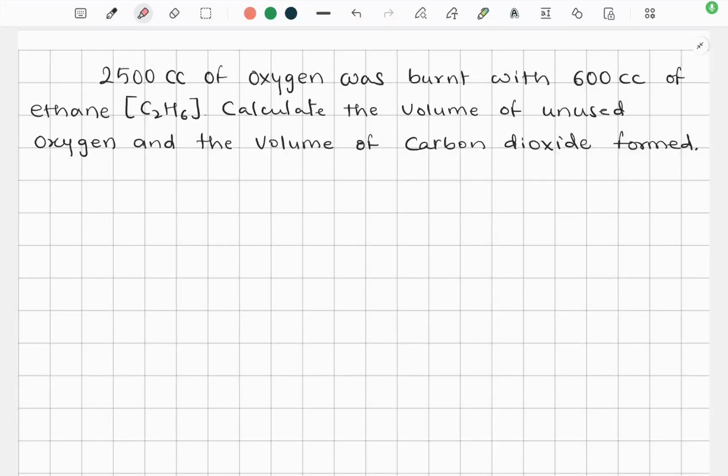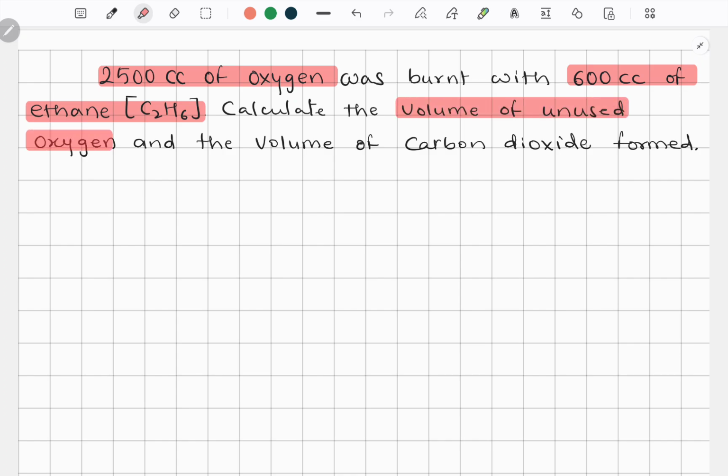Okay, so the next question is: 2500 cc of oxygen was burnt with 600 cc of ethane. So this is basically a combustion of a hydrocarbon, and we have to calculate the volume of unused oxygen and the volume of carbon dioxide formed. So first we have to write down the chemical equation of ethane and oxygen.